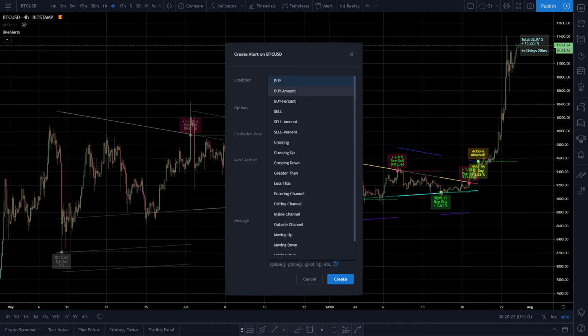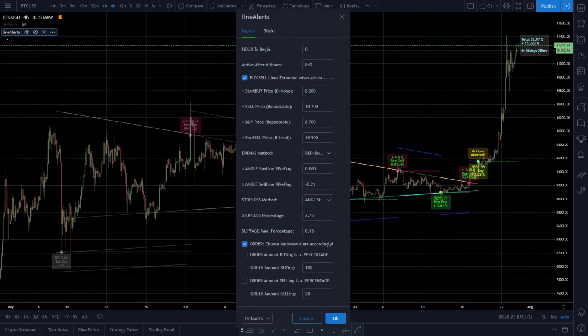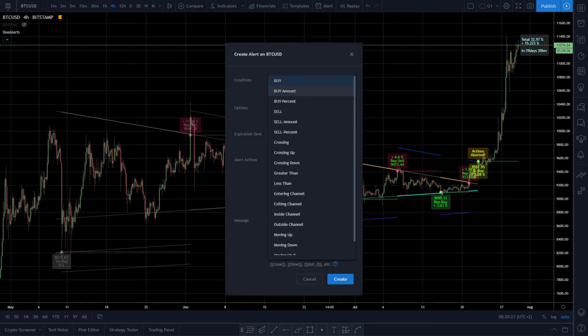There are 2 buy alerts and 2 sell alerts for use with Autoview, with or without a percentage as amount or quantity. The usage of a percentage and the order amounts can be specified for buying and selling orders separately. The alert needs to be selected accordingly when creating a buy or sell alert in TradingView.